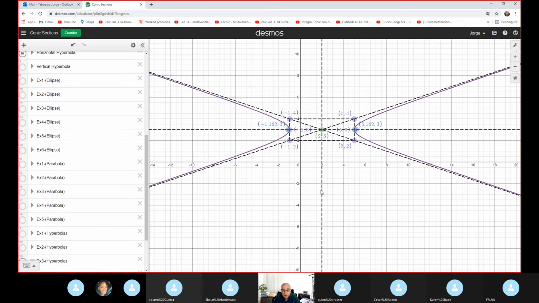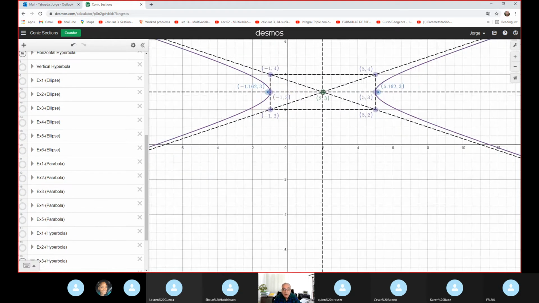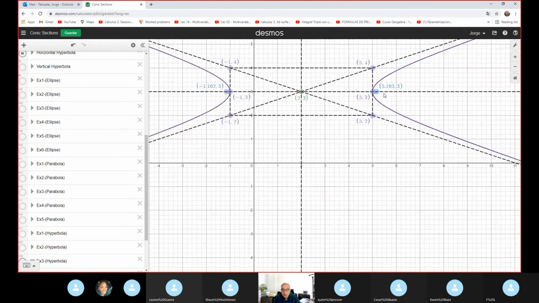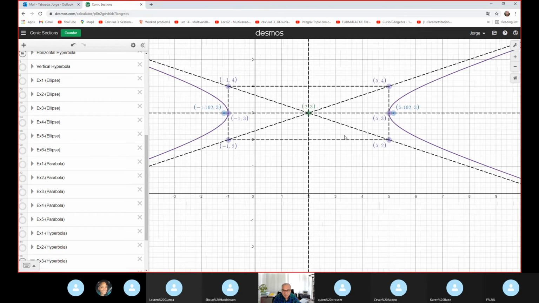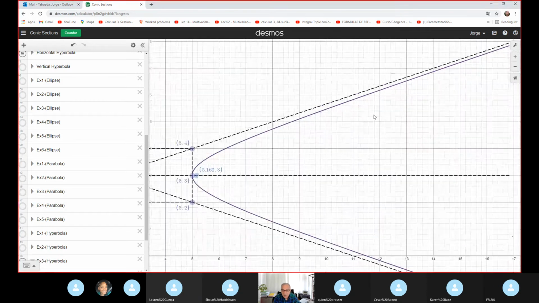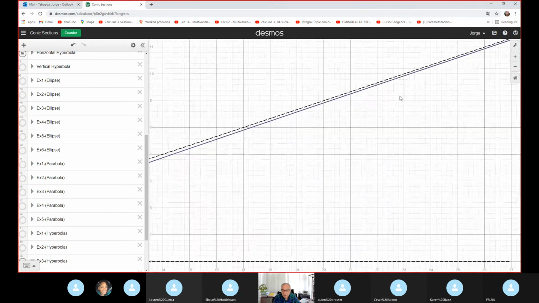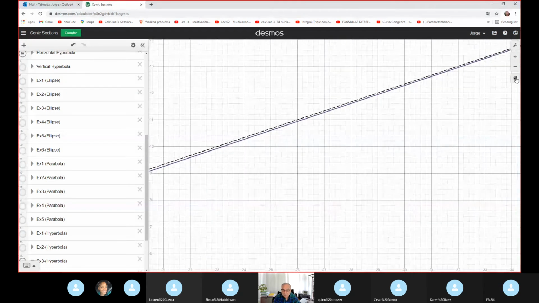Okay, let me summarize quickly. Center, (2, 3). Vertices, almost close to the foci. Look, (5, 3), (negative 1, 3). Remember, C is close to A because B is small. B is 1. And this is the corner of the reference rectangle passing through the asymptotes. And you see it's the asymptote. Look at that. Let me zoom. Wow, it approaches but never touches. Okay, asymptote.